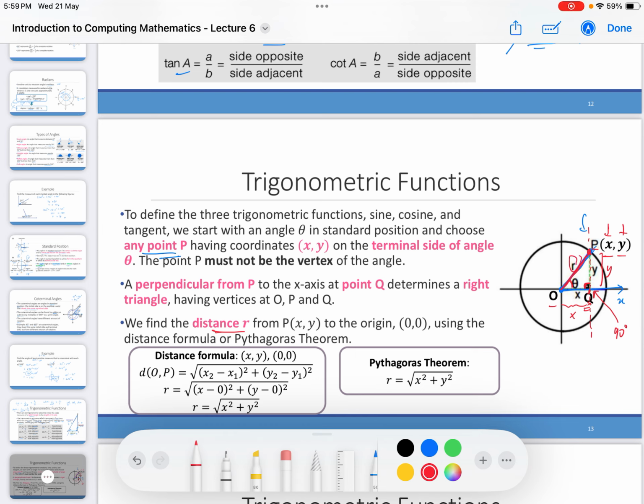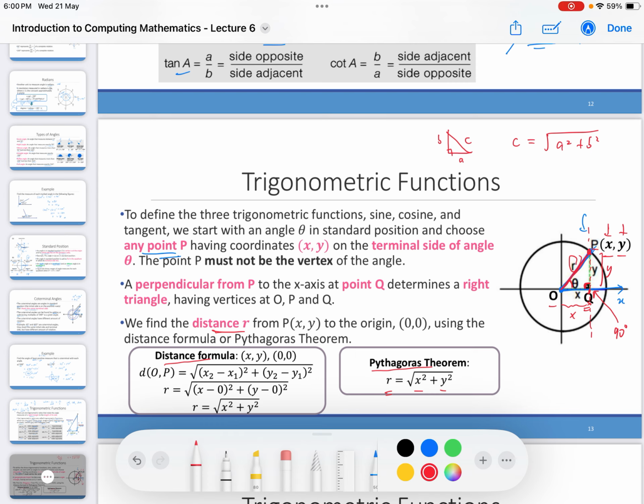So to find r, we can use two formulas. The first one is the distance formula, or the second one, we can use Pythagoras theorem. The reason why we can apply Pythagoras theorem is because this triangle is a right angle triangle. Remember, if we have a right angle triangle, this one is A, this one is B, this one is C. The Pythagoras theorem is: C, the hypotenuse, equals the square root of A squared plus B squared.